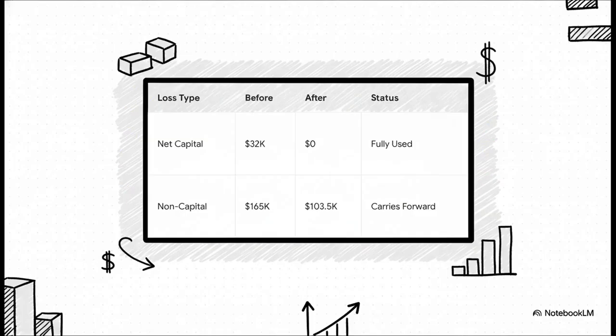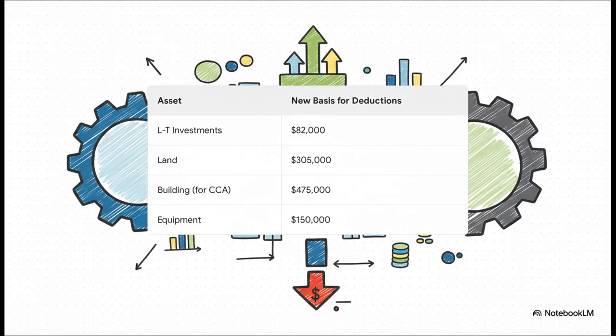So let's look at the final scorecard. The net capital losses are gone, yes, but they did their job perfectly instead of just disappearing. And what's even better, we still have over $100,000 in non-capital losses that have been preserved, ready to be carried forward and used by the new business. That's a huge win.